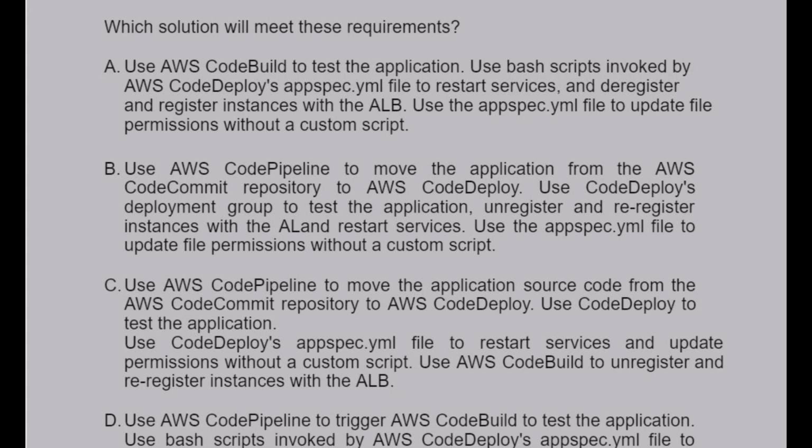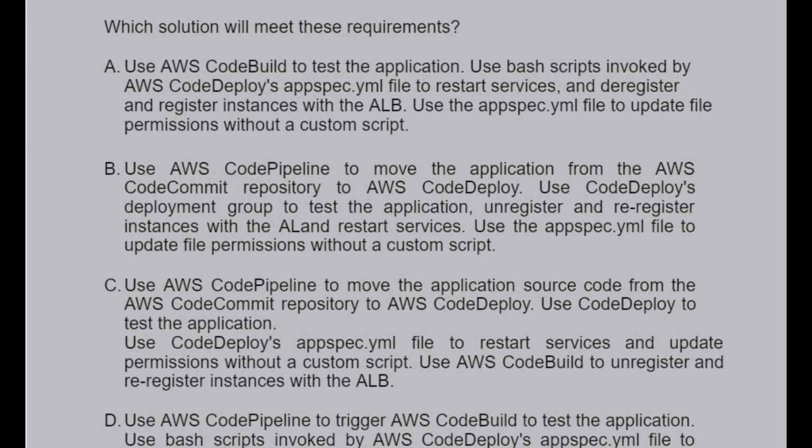Option A. Use AWS CodeBuild to test the application. Use bash scripts invoked by AWS CodeDeploy's appspec.yml file to restart services and deregister and register instances with the ALB. Use the appspec.yml file to update file permissions without a custom script.